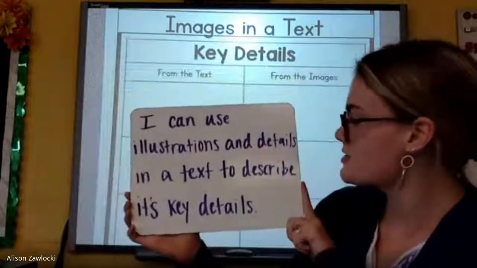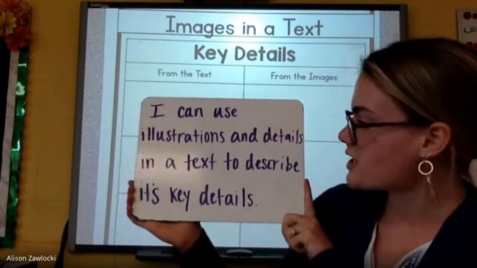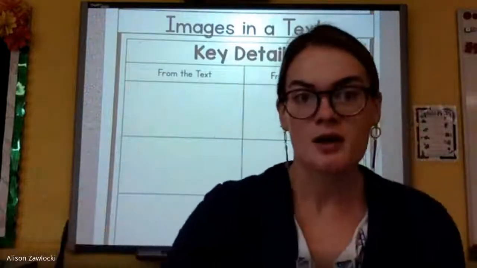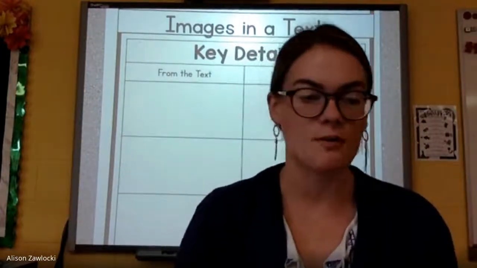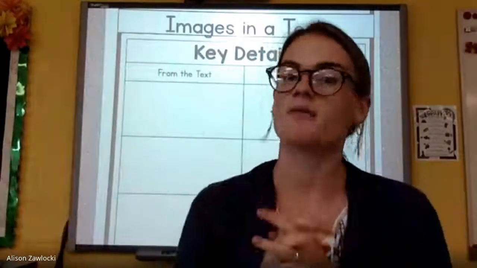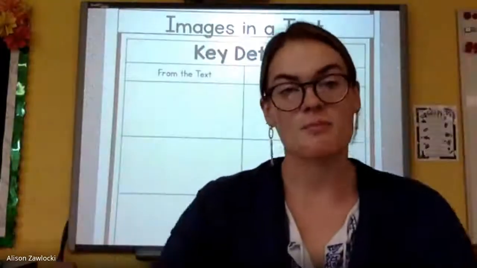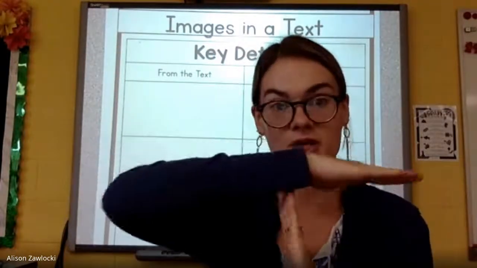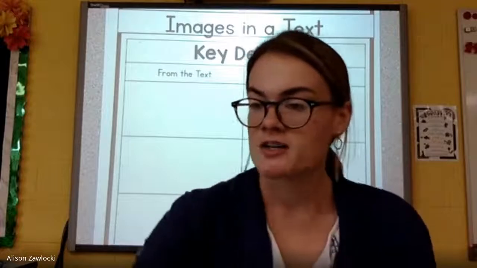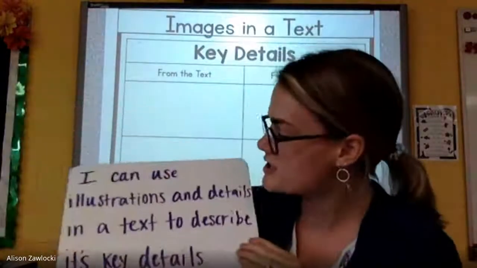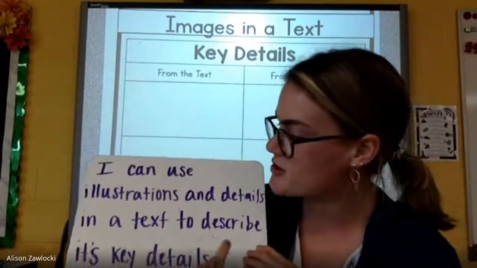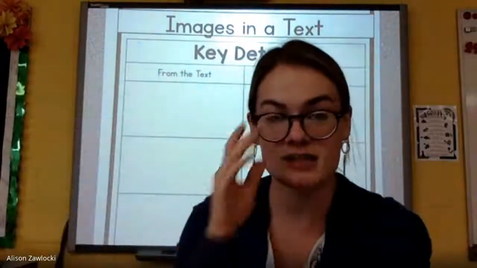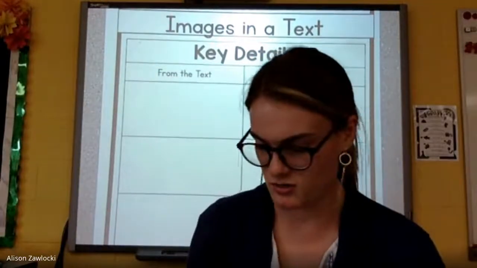I can use illustrations and details in a text to describe its key details. We've been learning about key details by talking about main topic. So main topic is what the story or what the book is about. And then our details are what supports that main topic, just like a tabletop, like we've talked about. So we're going to use illustrations and details in a text to describe its key details. We did this last week, but we're going to continue to do this.